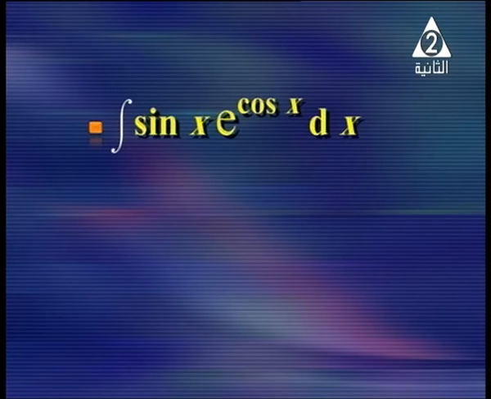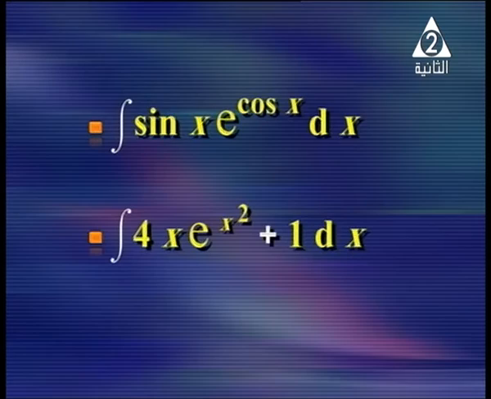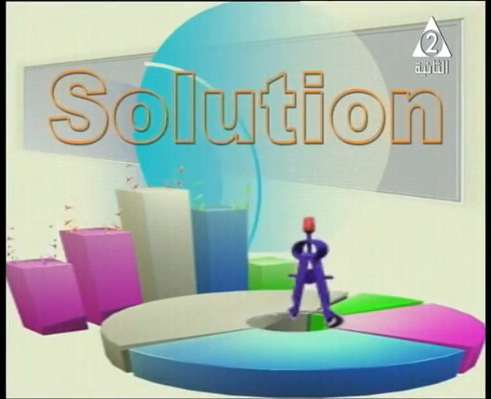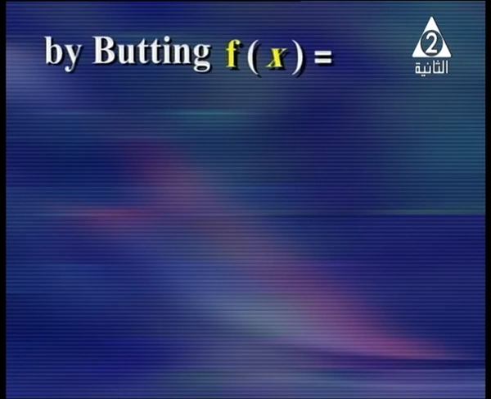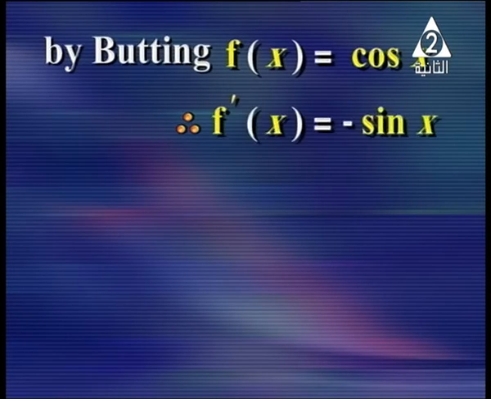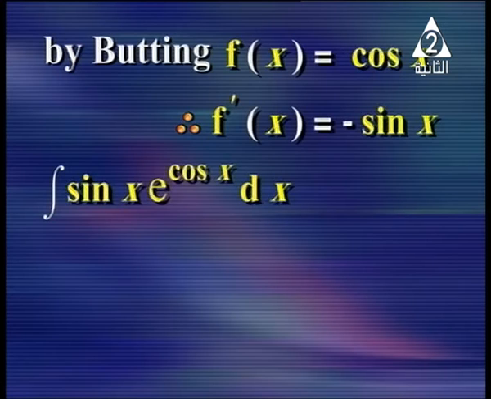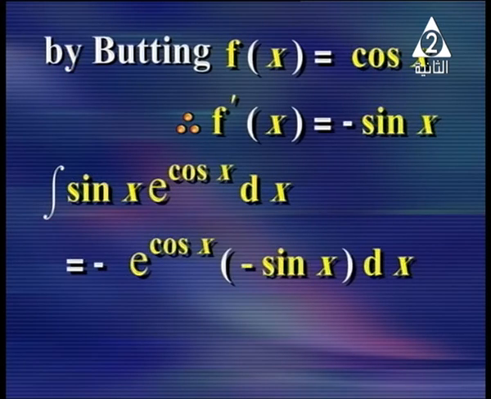Integration of sine x e to the power cosine x dx. Integration of 4x e to the power x squared plus 1 dx. Look at the solution. By putting f of x equal cosine x, the derivative is negative sine x. What do you mean? Integration of sine x e to the power cosine x equals, what is the derivative of cosine? Negative sine. Then the integration of sine x e to the power cosine x equals negative e to the power cosine x multiplied by negative sine x dx.